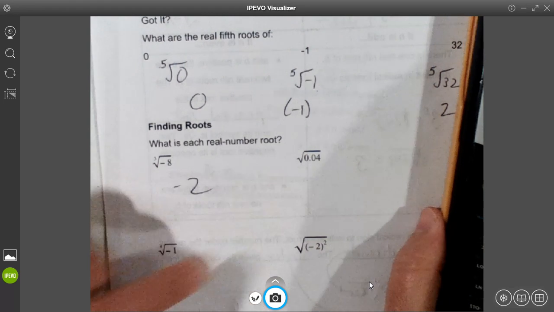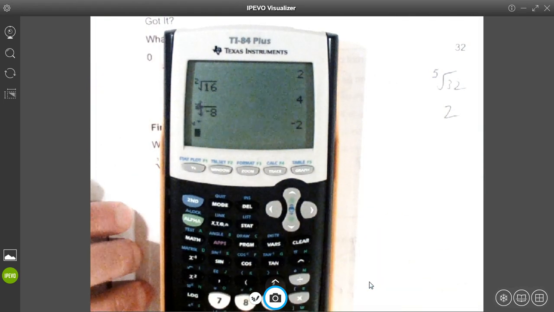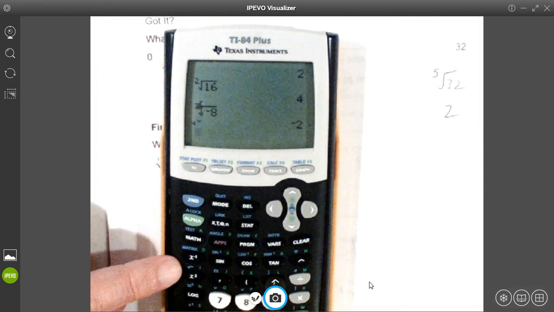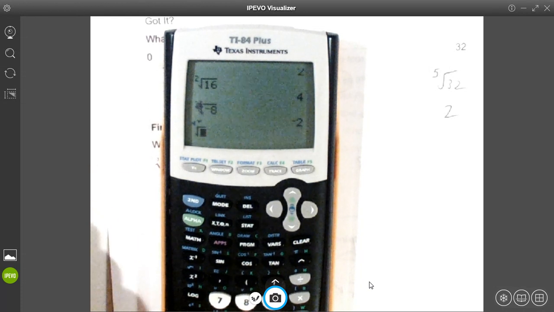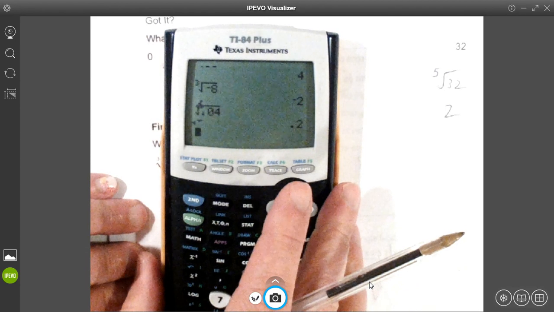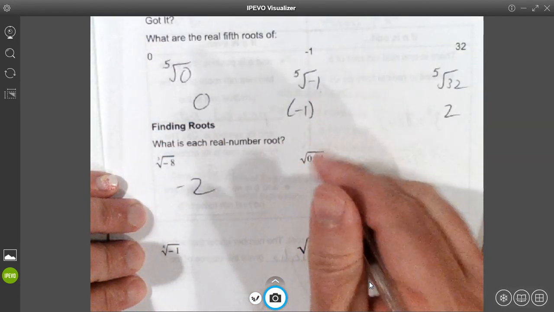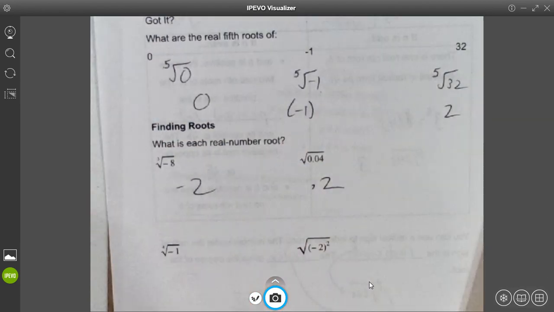The square root of 400. Again, I could hit 2 and math and all that, but I've got my square root symbol right there. So the square root of 400. I get the principal root of 20. I'm sorry.